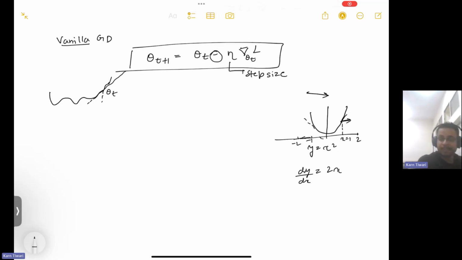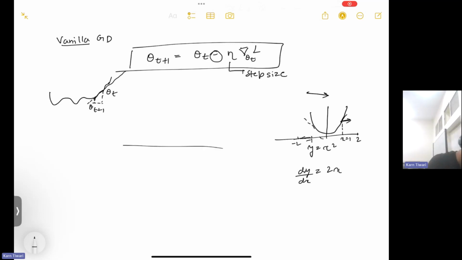Now there can be a bunch of cases which can arise. We are taking a small step along the gradient, and we are updating our parameter by that small step. So what role does this eta play?